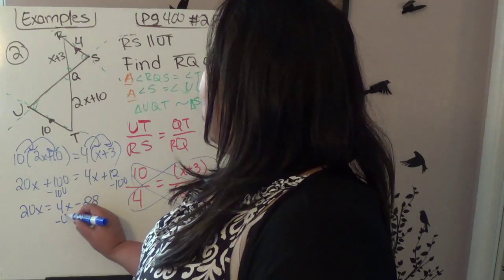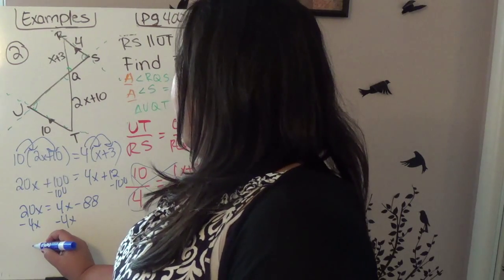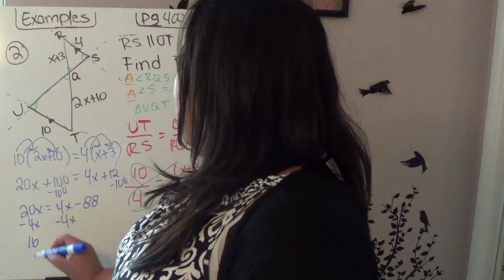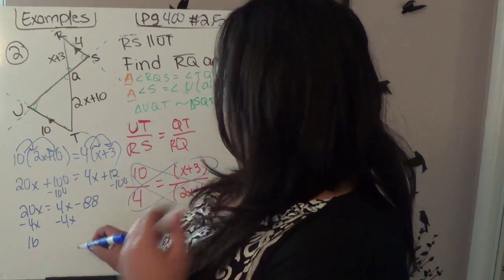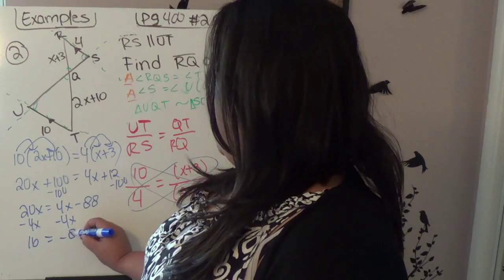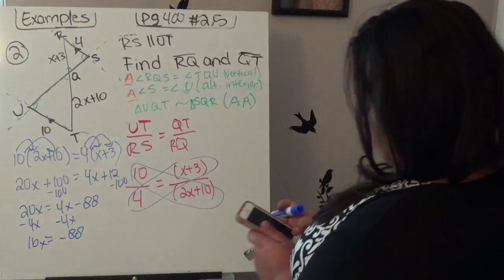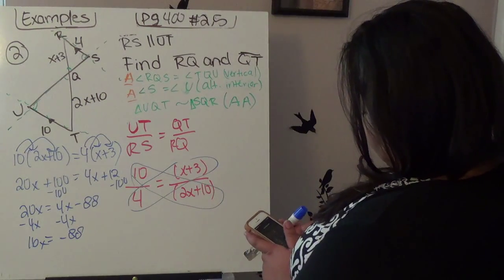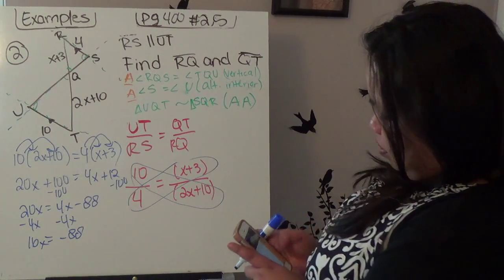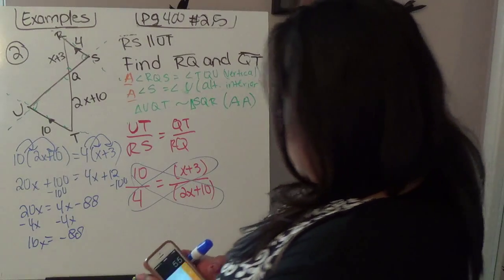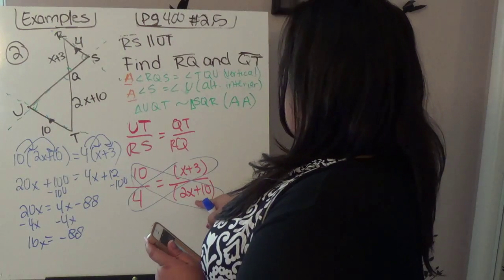Then I'm going to subtract 4x from both sides. I end up with 16x equals negative 88. So I do 88 divided by 16, which is 5.5. Let me check this work real quick. I get nervous when there's a decimal.